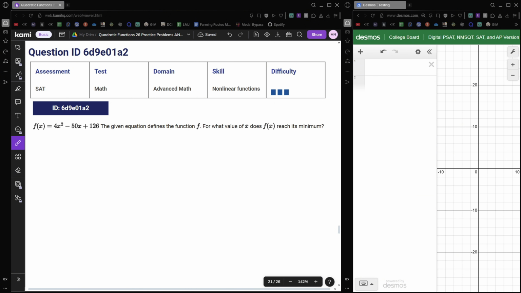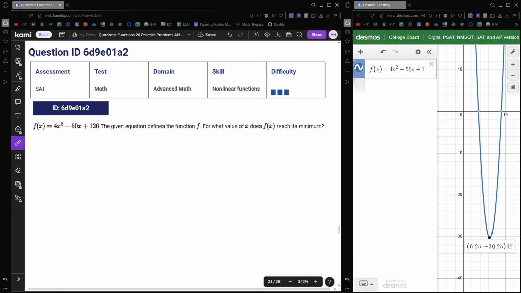Question number 21. The given equation defines the function f. For what value of x does f of x reach its minimum? Let's go ahead and plug that into Desmos. Alright, so here's our function, and here is the vertex, or the minimum. They're asking us for the x value at the minimum, and here the x value is 6.25. So our answer is 6.25.